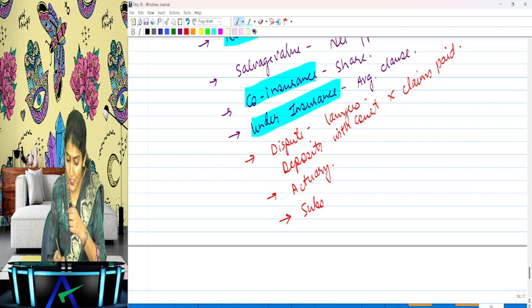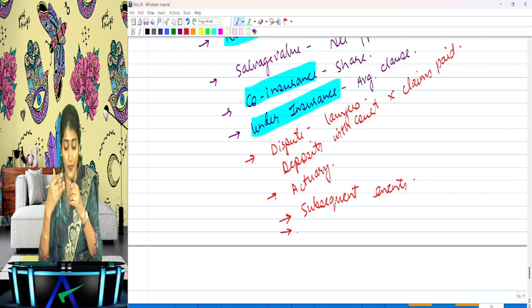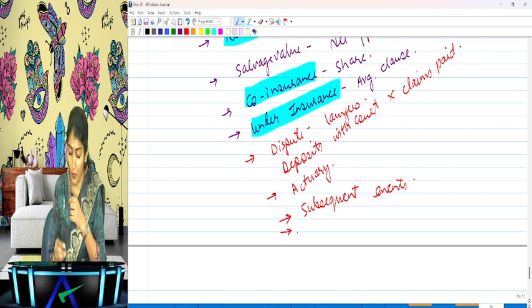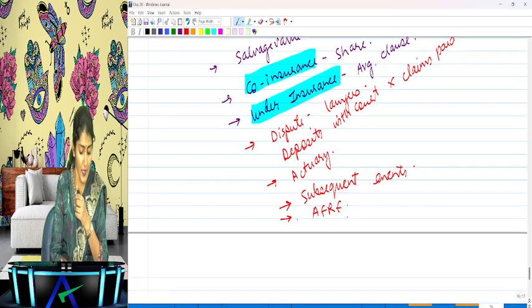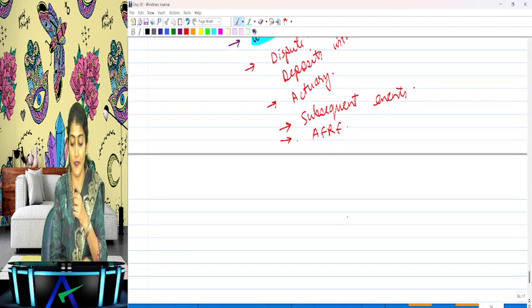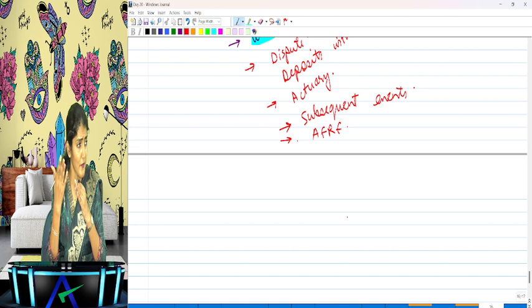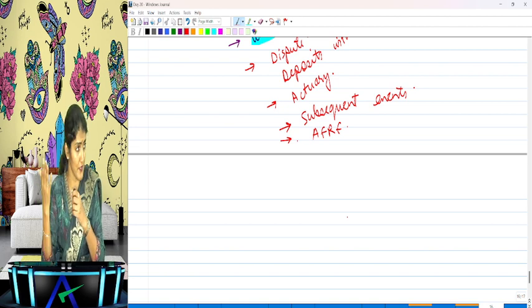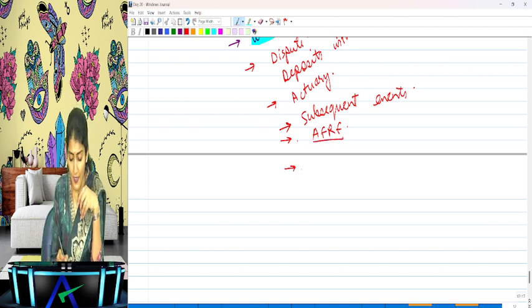Also, you need to check for any subsequent events, right? Subsequent events will give you additional information regarding the claim provision to be made. Also, you need to check whether the claim provision has been done in accordance with AS 29 or Ind AS 37, that is, the provisions standard. And the provisions have been done in accordance with the applicable financial reporting framework.